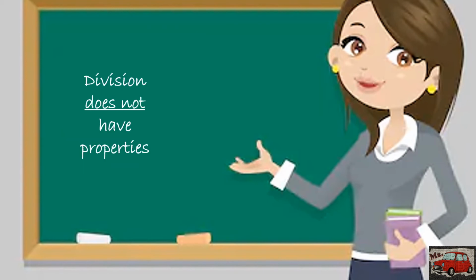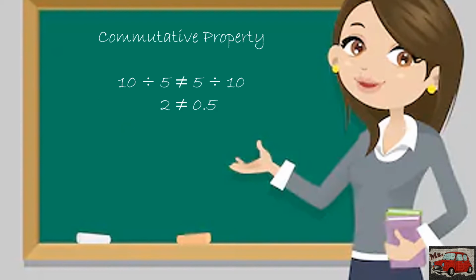Division does not have properties. And let's see kung bakit. 10 divided by 5 is not equal when you do 5 divided by 10. Kasi yung isang sagot is 2, yung isang sagot is 0.5. So, ang sinasabi lang dito, kapag binaliktad mo na si dividend tsaka si divisor, magiging iba na yung sagot niya. Kaya, walang commutative property si division.